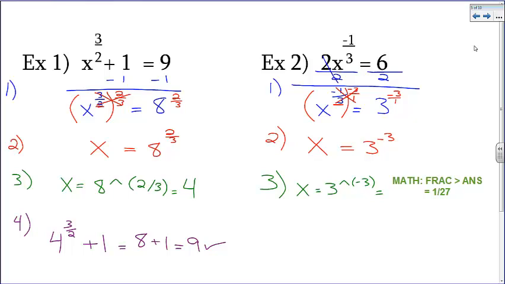Another way to get this answer would be to note that 3 to the negative third power is the same as 1 over 3 to the third power. If you have a keen eye and this is easier for you, this is also an acceptable way to proceed. Either way, you should come out to a value of 1 over 27.